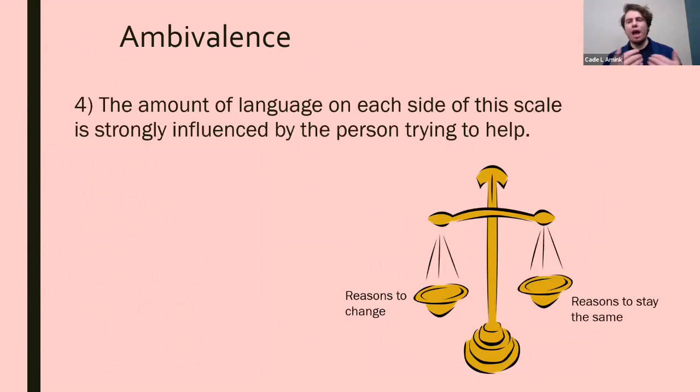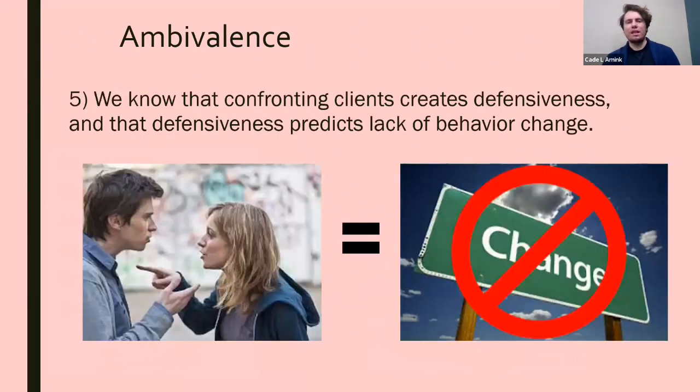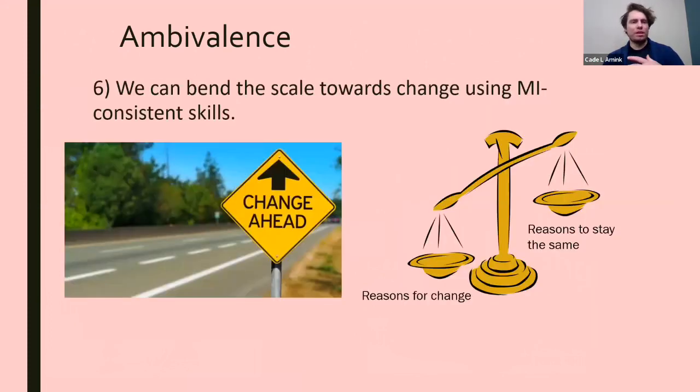And as providers in these situations working with people in ambivalence, we have a strong influence on how we tip the balance of this scale. We know that confronting clients can lead to defensiveness, and that defensiveness predicts a lack of behavior change. And so our goal is how can we bend the scale towards change using MI consistent skills.